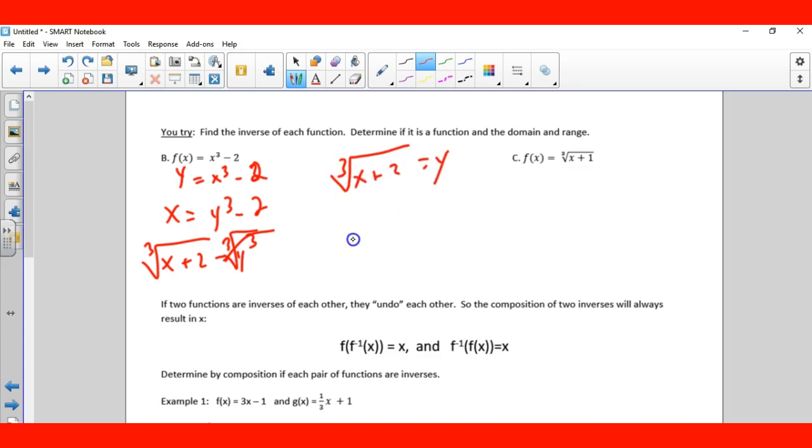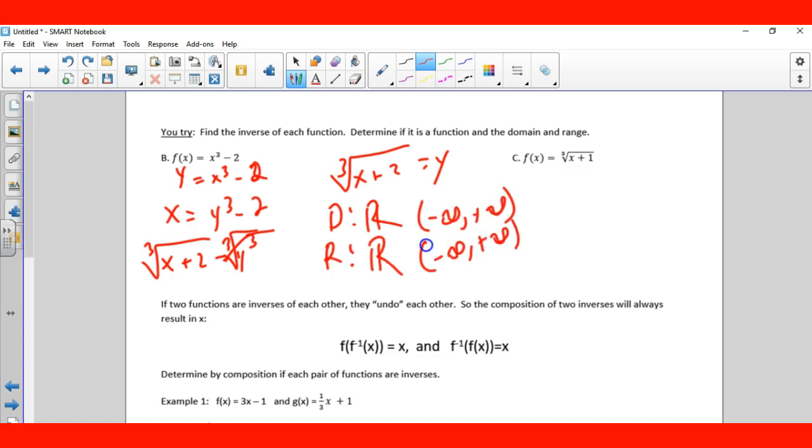So now to find the domain and range, guys, let's do the domain. If I take this right here, x plus 2, this is a cube root. Because it's cubic, the domain is all real numbers. Cubic functions, this is a cube root, the domain and range are always all real numbers, or you can put negative infinity to positive infinity.